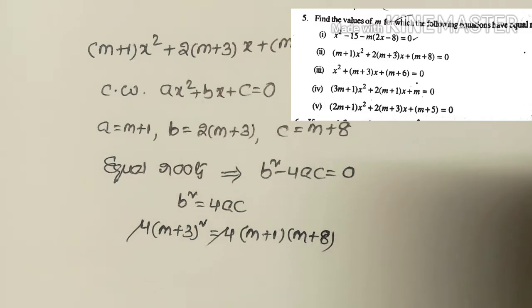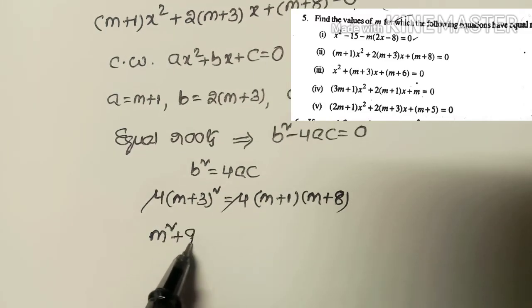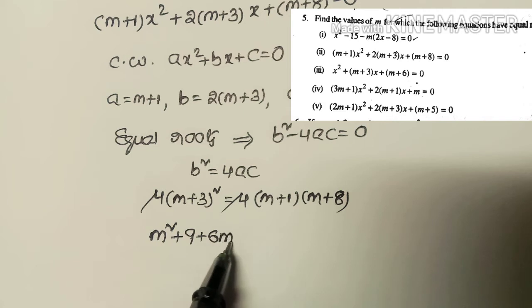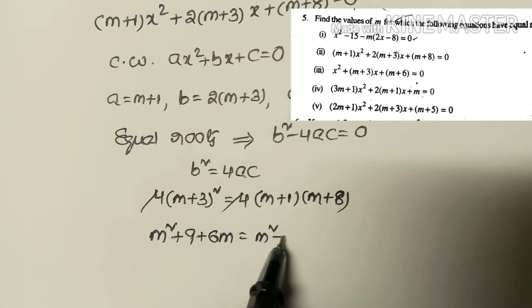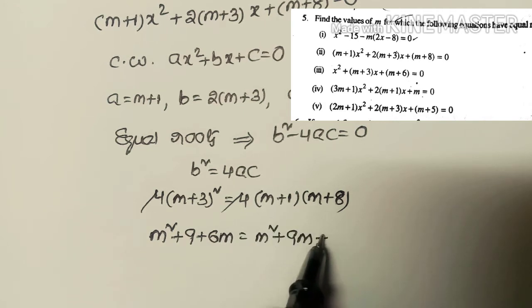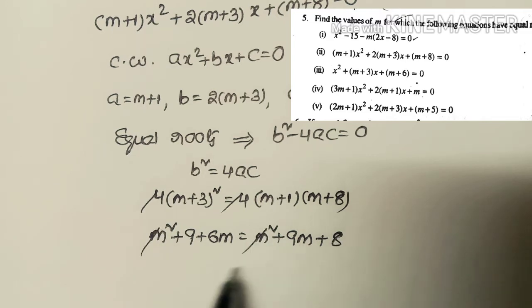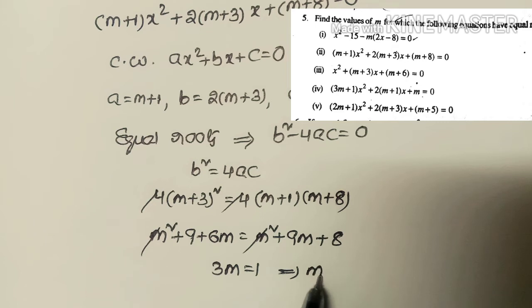Which implies m square plus 9 plus 6m is equal to m square plus 9m plus 8. That is 9m minus 6m, 3m is equal to 1, then the value of m is equal to 1 by 3. That's all.